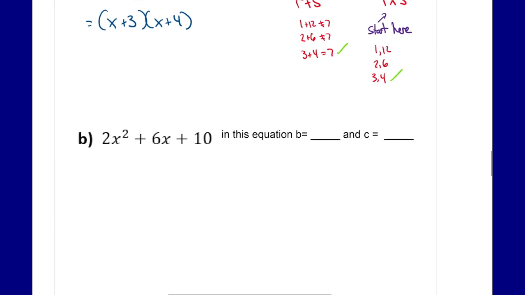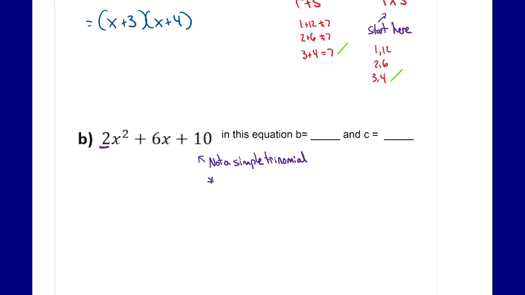Let's look at the next one. 2x squared plus 6x plus 10. Looking at this one, this is not a simple trinomial. The reason it's not a simple trinomial is because of this 2 in front of the x squared. A simple trinomial would not have anything there. But there is something we can do to help us get it to a simple trinomial.